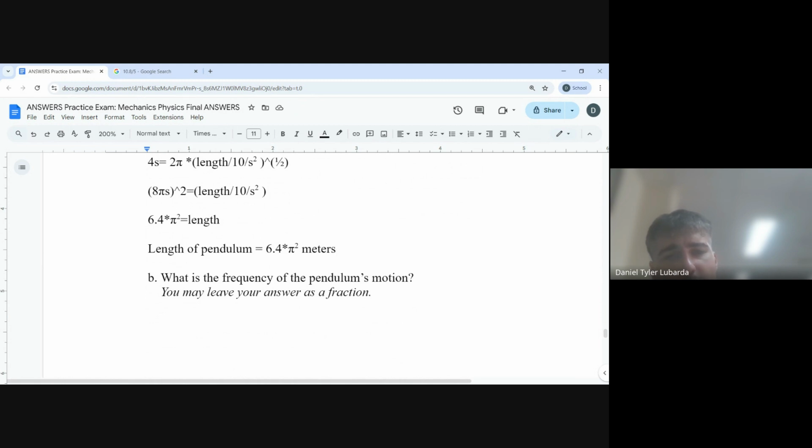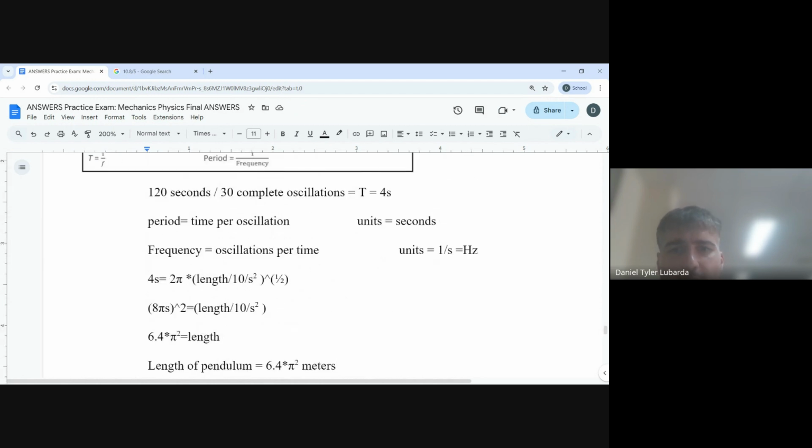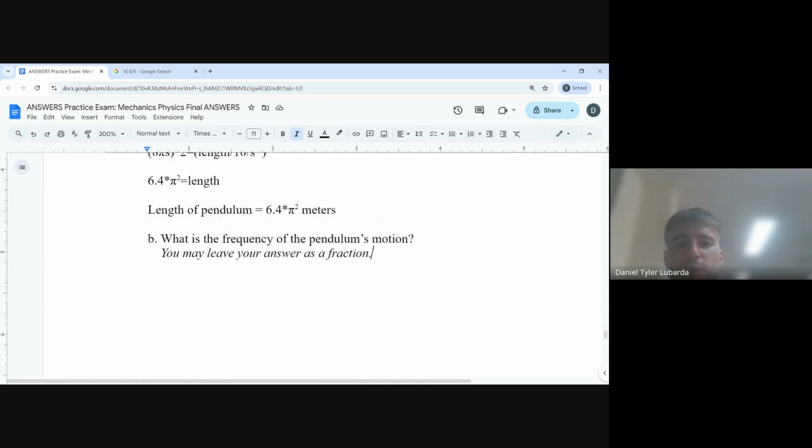Now, B, what is the frequency of the pendulum's motion? Well, before we said that the period is 4 seconds. We know that frequency is just 1 over period. So that says that frequency is just going to be 1 over 4 seconds. You can leave it as a fraction, but I like to put that at 0.25 per second. And 1 over seconds gives us hertz.